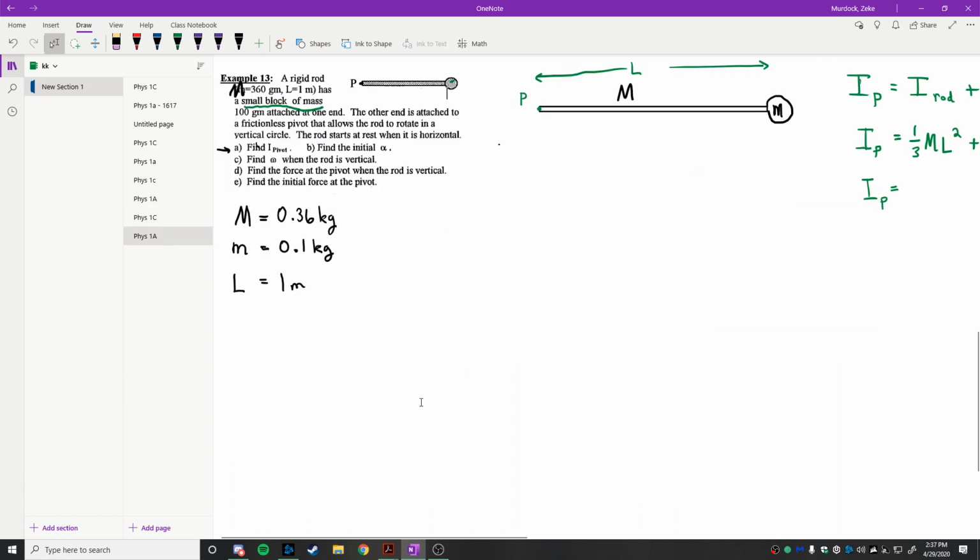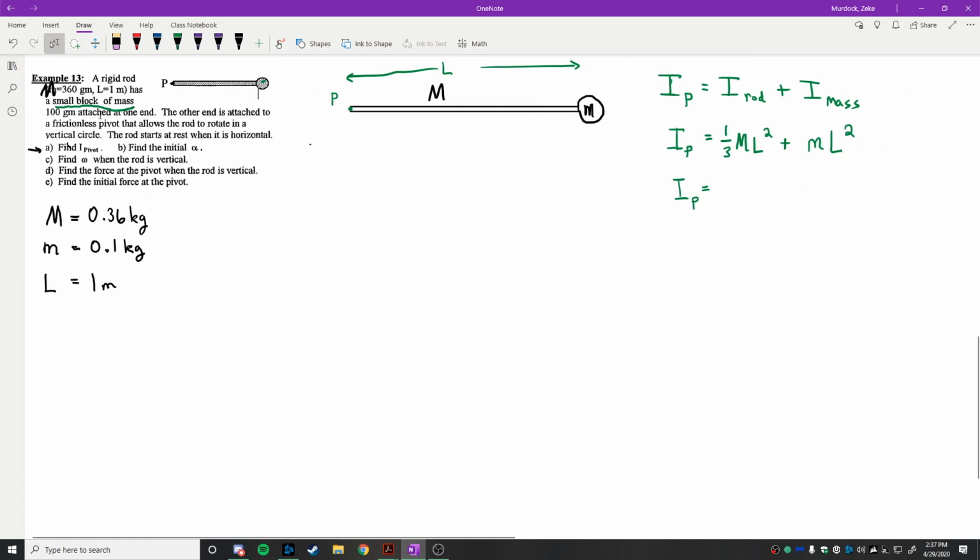Whatever's going on in this problem, it just says small block. We're just going to treat it like a point mass because we have no reason not to. This kind of stuff is going to happen in your homework problems a lot, because people like to write these physics problems in ways that are kind of cryptic.